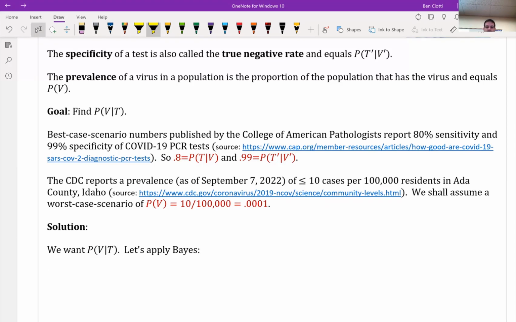All right. So P of V given T is, according to Bayes' rule, P of T given V, P of V, over, then the first term of the denominator is always the same as the numerator, then plus, does anyone remember what the second term is? Where does the prime go? On the T or on the V? On the V, good. T given V prime, P of V prime.